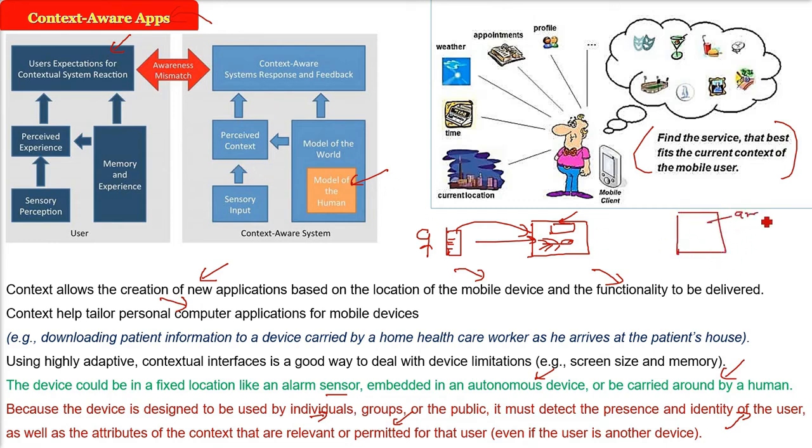For example, if you just search something in Amazon, those things will start coming everywhere. So the Amazon app is context aware. They know it.